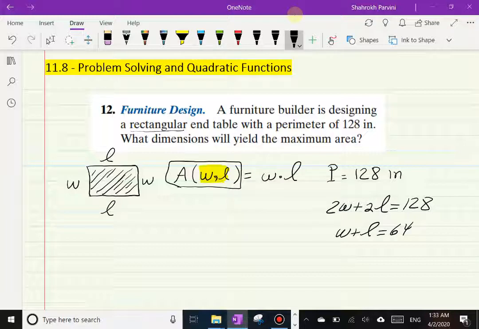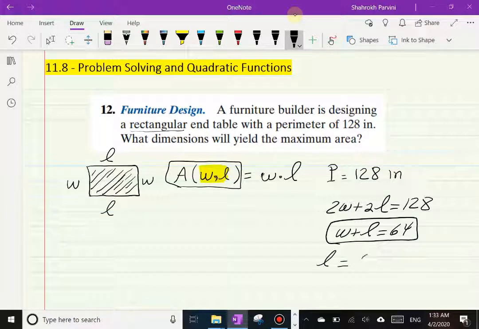Now, in order for us to work everything like the way we have, we need to have either just W or just L. So we have a function of one variable. Right now there are two variables. So what I can do is the following. In this equation for the perimeter, I can solve for L. So isolate L. That means I can subtract W from both sides, right? And there you have it.